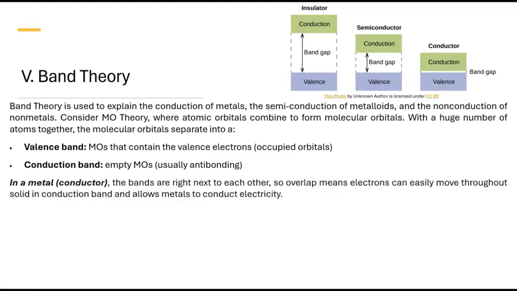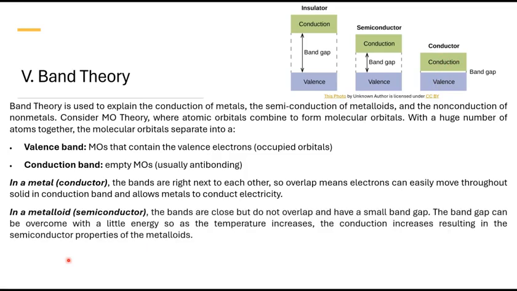In a metal, or a good conductor, the bands are right next to each other, so overlap means electrons can easily move throughout the solid in the conduction band and allows metals to conduct electricity. That's this image here, where the valence band and the conduction band are right next to each other and electrons can freely flow from the valence into the conduction band.